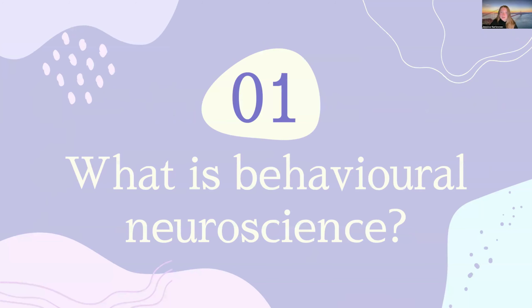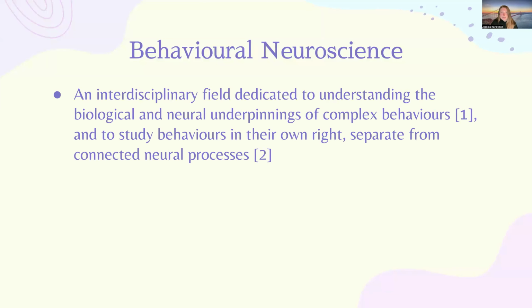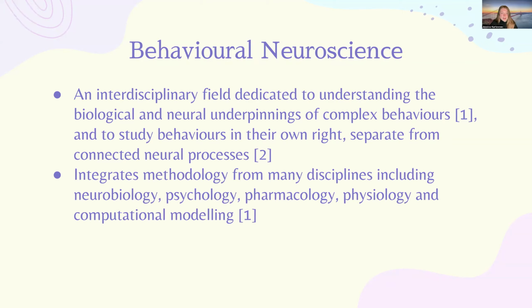So what is behavioral neuroscience? It's an interdisciplinary field dedicated to understanding the biological and neural underpinnings of complex behaviors and to study behaviors in their own right, separate from connected neural processes. It integrates methodology from many disciplines, including neurobiology, psychology, pharmacology, physiology, and computational modeling, and so much more.